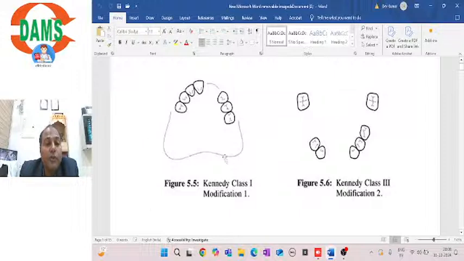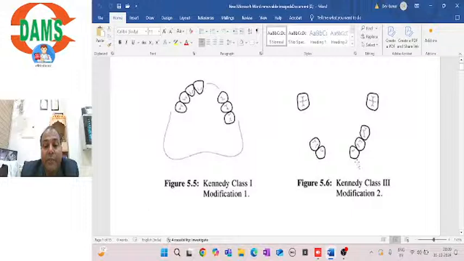Now most of the students make a mistake in such cases where we have this, and in another option they will say Kennedy's class 4 mod 2. So mind you, the most posterior edentulous space decides the classification, right? So in this it will be Kennedy's class 1 mod 1, and it should not be called Kennedy's class 4 mod 2. No, it is a wrong thing.